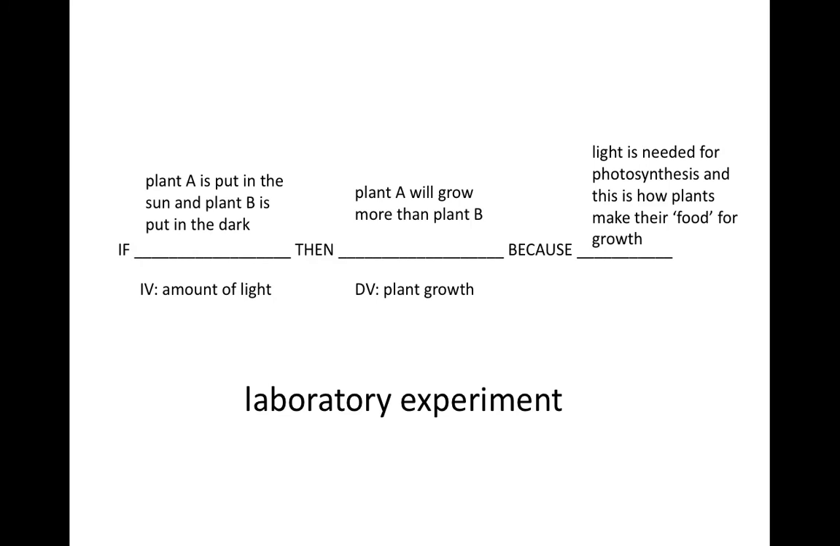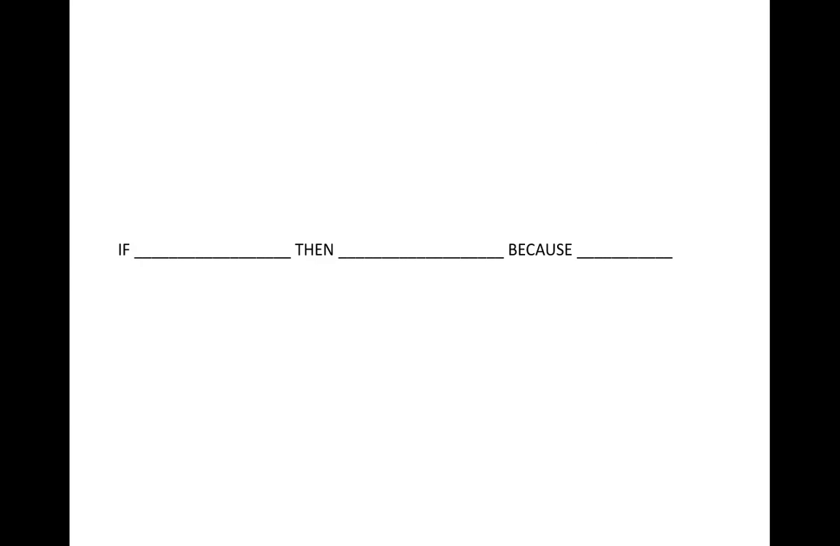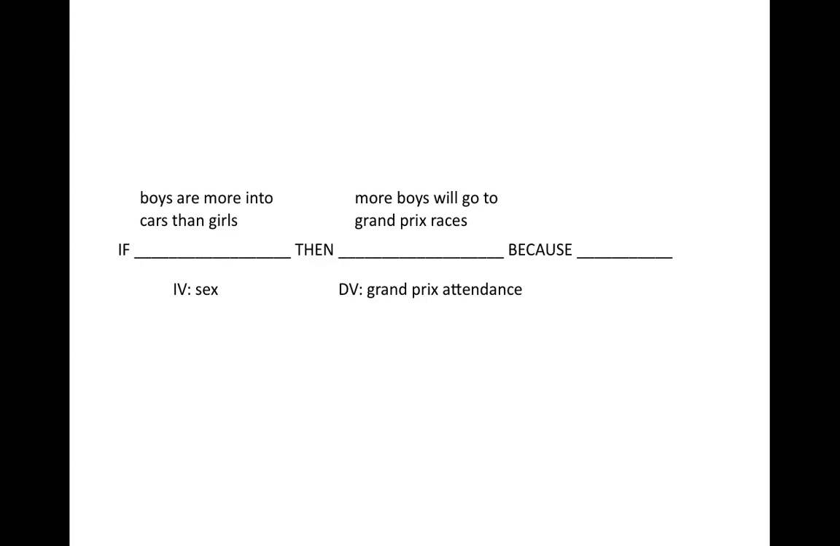Let's have a look at another example where the control of the variables is impossible. So this researcher is looking at the differences between boys and girls. They're looking at how into cars boys and girls are. So they formulate this hypothesis. If boys are more into cars than girls, so the sex of the person there is the independent variable, that's the variable which is going to be different between the two groups, then more boys will go to Grand Prix races. So they're going to measure their dependent variable, Grand Prix attendance, and they finally give a reason.